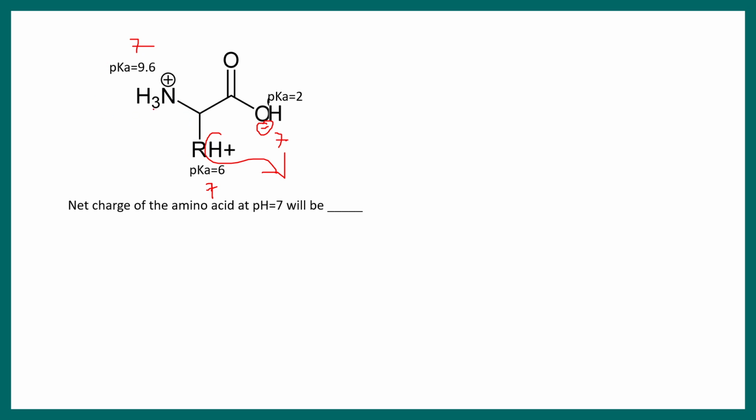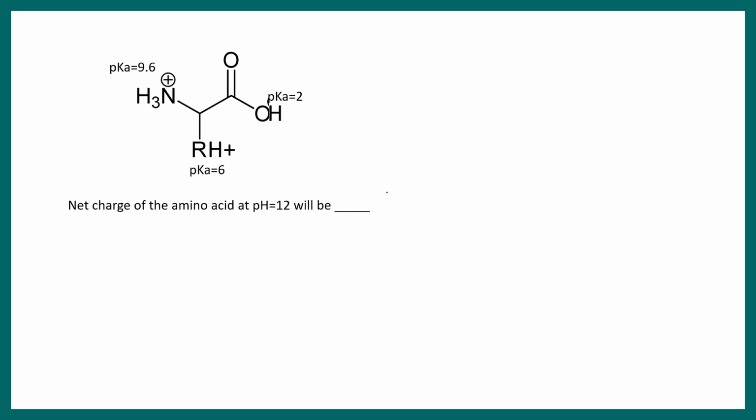So here what you can see that in this particular group the pH is 7, the pKa is 9.6, so it would stay in a protonated state. So obviously you can see there is a plus charge and there is a minus charge, so overall it would neutralize each other and the overall charge would be 0.